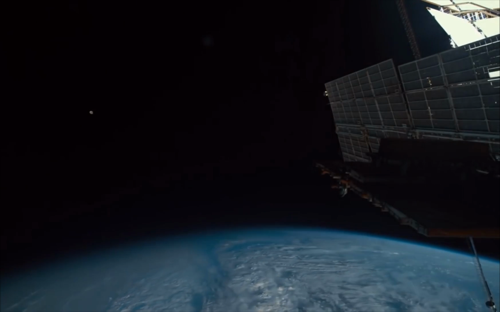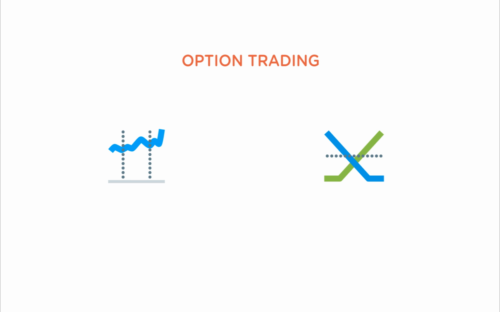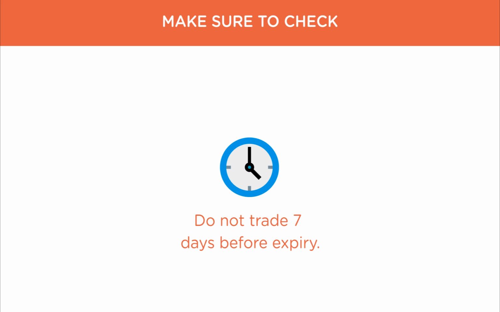How do we use the edge of space using options? Well, it's pretty simple. The same rules apply, except instead of trading equity, we trade the equity's options. When trading options, make sure you're trading 7 days away from expiry. So if you're closer than 7 days, do not trade.